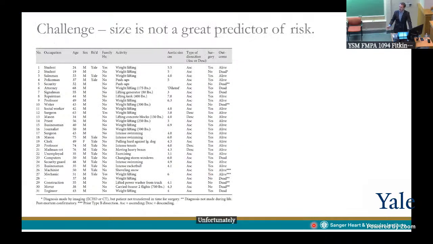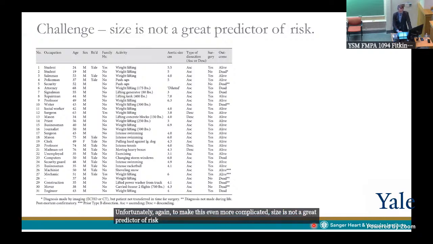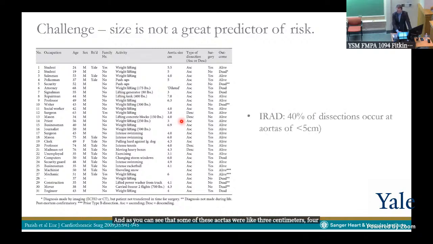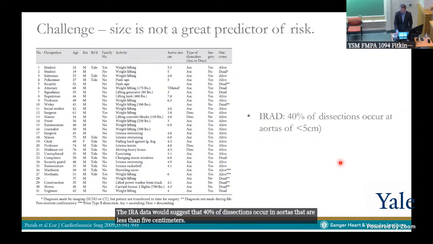Unfortunately, again, to make this even more complicated, size is not a great predictor of risk. This was a study from Yale actually, where they looked at dissection in multiple aortas. And you can see that some of these aortas were like 3 centimeters, 4 centimeters. The IRAD data would suggest that 40% of dissections occur in aortas that are less than 5 centimeters. So size, again, is not the best predictor.